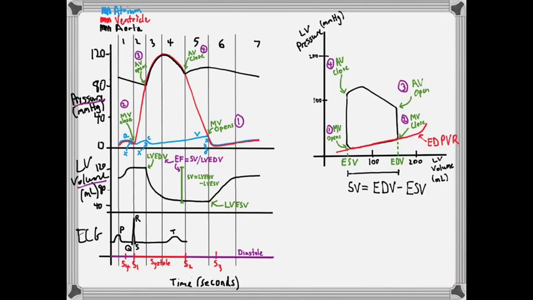So let's go ahead and reflect this on our pressure-volume loop. If we have a given volume, we can produce a peak systolic pressure, and that is reflected on this line over here, which is also known as the end systolic pressure-volume relationship.